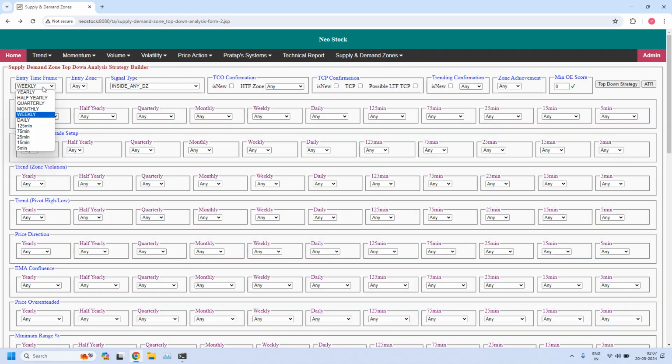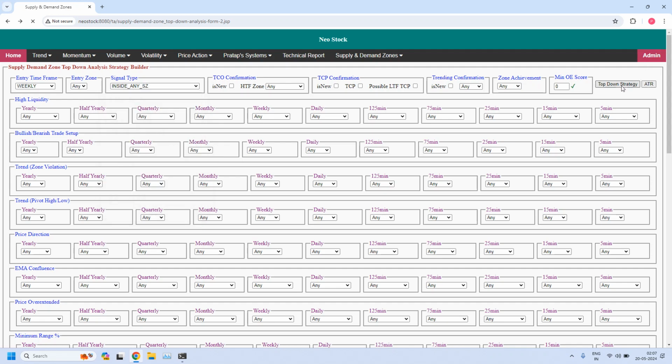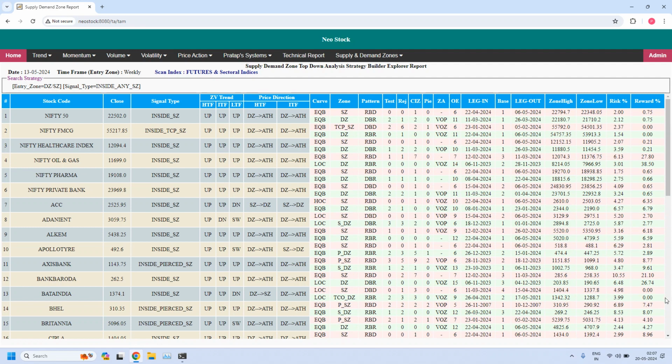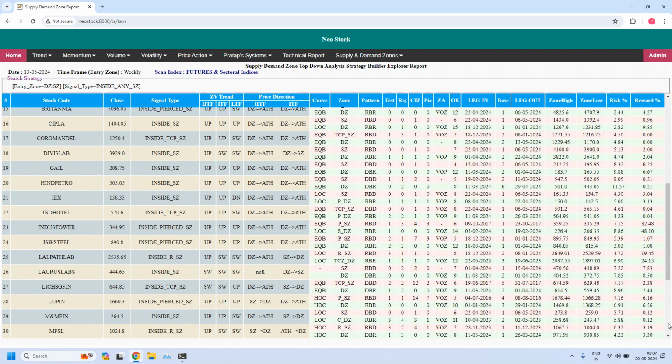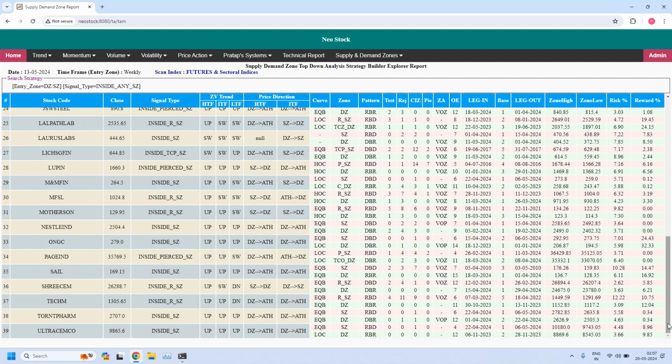So I am going back. For weekly time frame, let us find the stocks where price closed inside weekly supply zone. So we have a good big list. Even Nifty 50 also, price closed inside weekly supply zone. So let me scroll down. Total 39 stocks are filtered where price closed inside weekly supply zone.